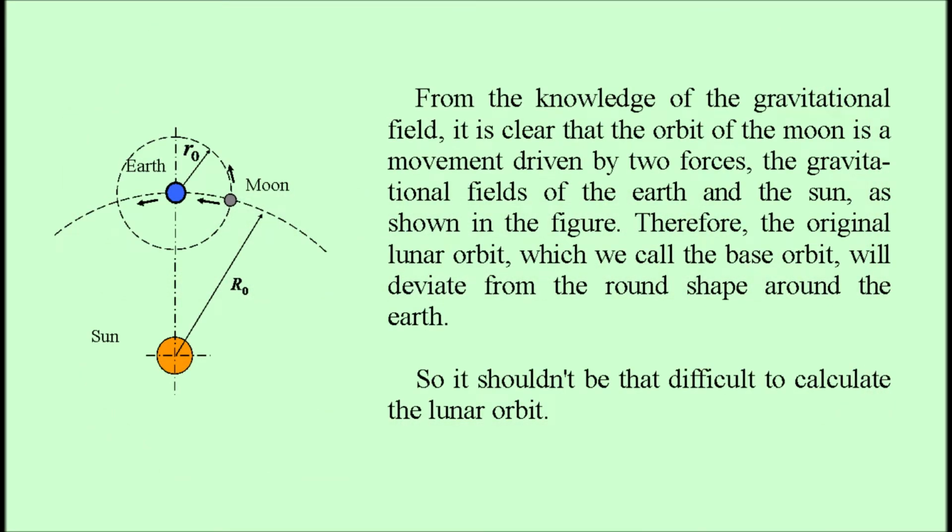From the knowledge of the gravitational field, it is clear that the orbit of the Moon is a movement driven by two forces, the gravitational fields of the Earth and the Sun, as shown in the figure. Therefore, the original lunar orbit, which we call the base orbit, will deviate from the round shape around the Earth. So it shouldn't be that difficult to calculate the lunar orbit.